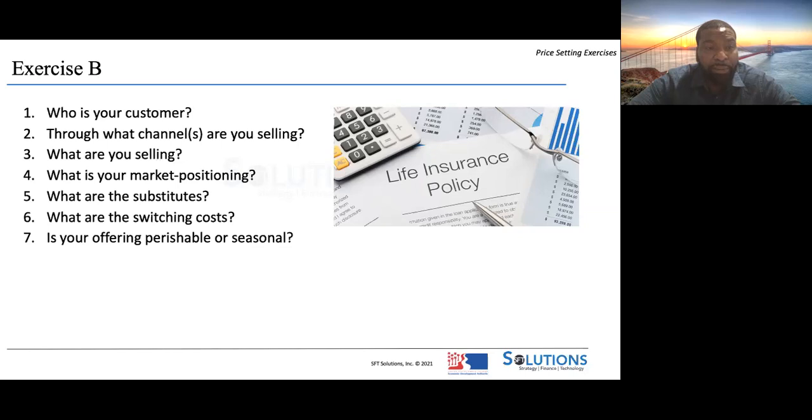Very good. The last one, perishable or seasonal? Well, human beings are perishable, so I don't know how to really answer that question.